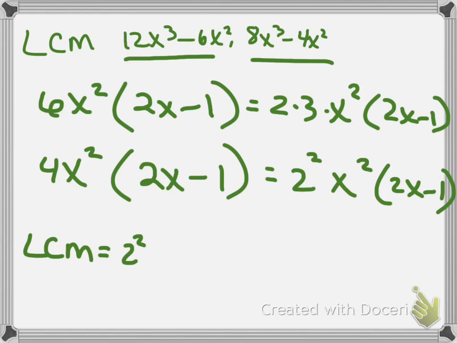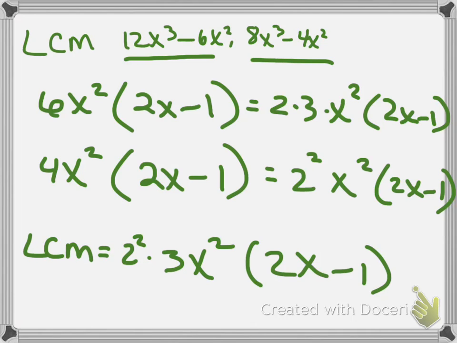We're going to compare our 3's. I have a 3 and no 3's. What's the most? 3. Okay. And then x squared, because we're comparing those two, and they both have an x squared. And we're comparing these, and they're the same, so you'll just do 2x minus 1.